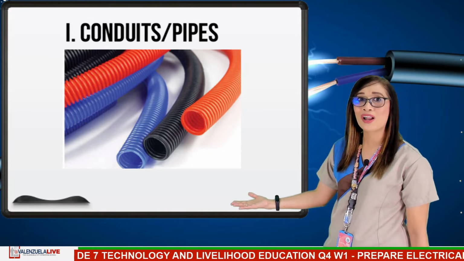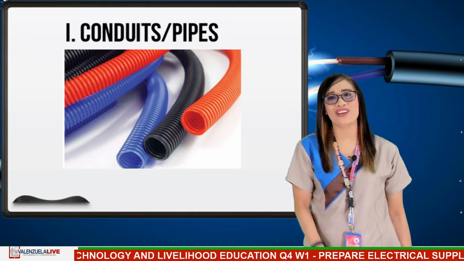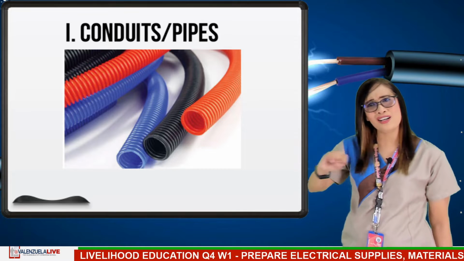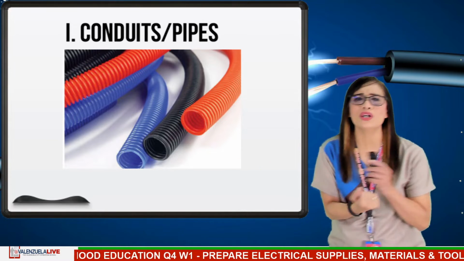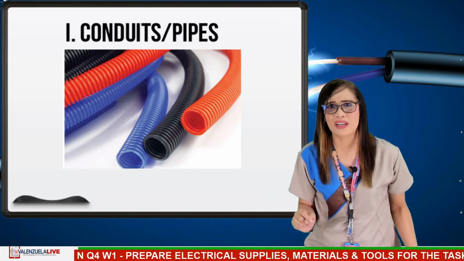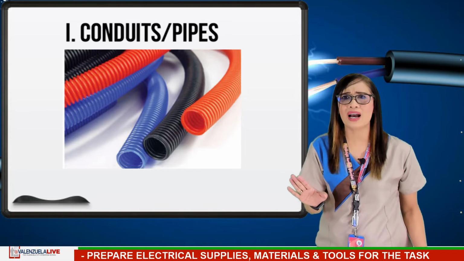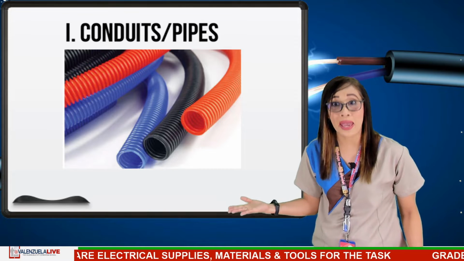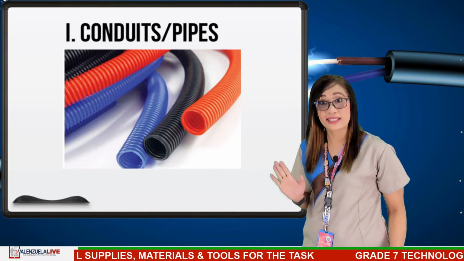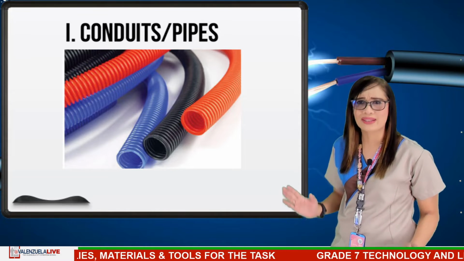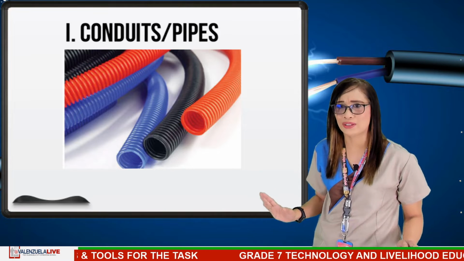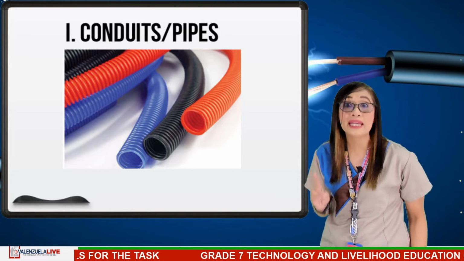Conduits, or we call it pipes. This is an electrical material used as passage of wires for protection and insulation. This could be rigid metallic, flexible metallic conduits, we call it FMC, rigid non-metallic, PVC, and flexible non-metallic or corrugated plastic conduits, we call it CPC.